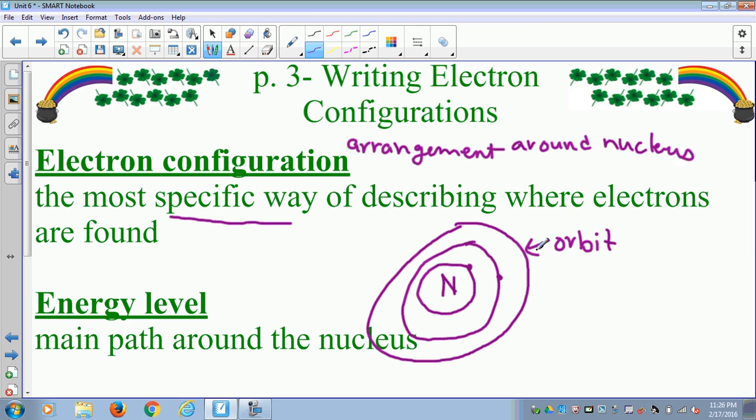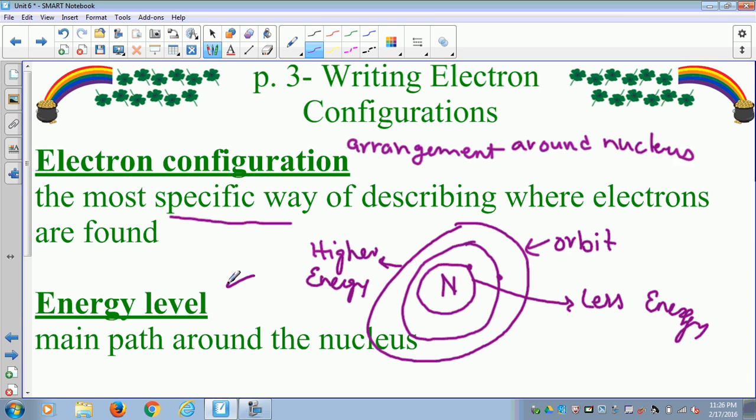The orbit that is close to the nucleus has less energy. As you move further away from the nucleus, it has higher energy. Since they have different energies, they're called energy levels. So what you see here is energy level 1, energy level 2, energy level 3. Now how do you know how many energy levels an element has?